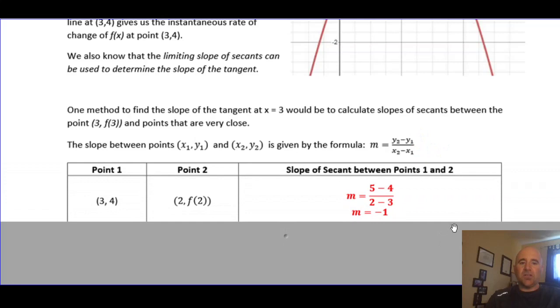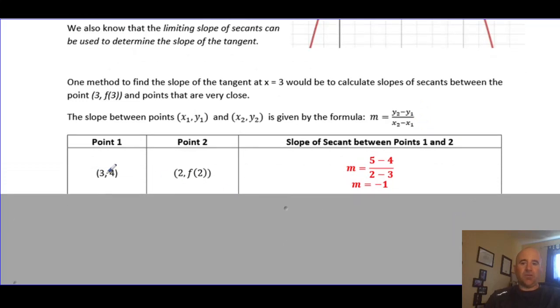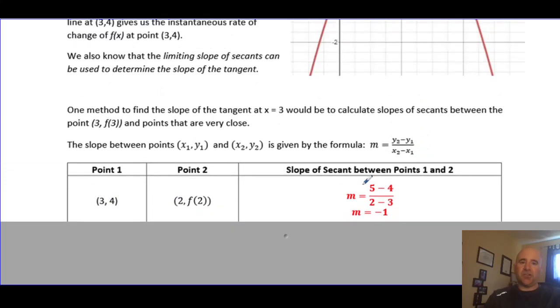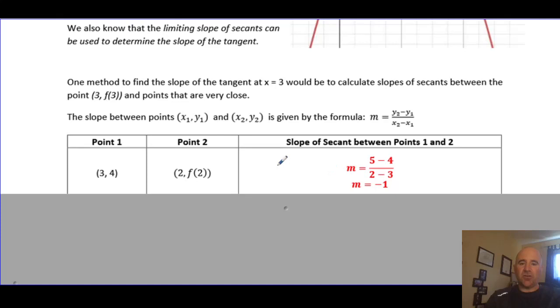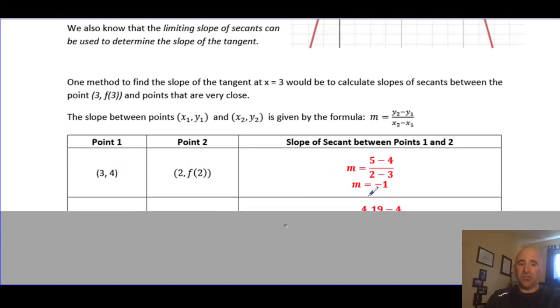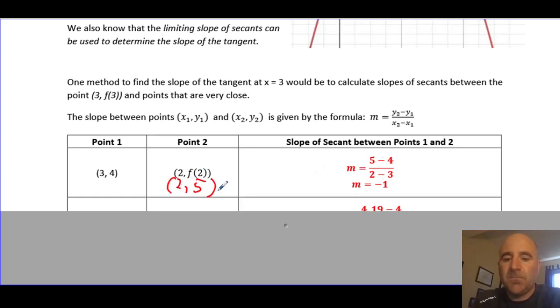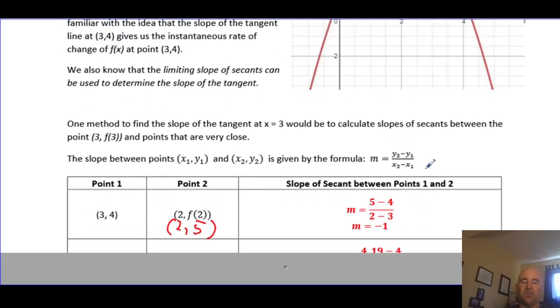So to start with, I use the point (3, 4), and then I said, well, let's just start at x equals 2. What happens if the secant line goes from x equals 2 to x equals 3? Well, you can see that your points would be (3, 4) and (2, f of 2). Now, f of 2, I've already figured out, is equal to 5. So really, it's the point (2, 5). Okay, so 5 minus 4 divided by 2 minus 3 would give you a slope of negative 1.